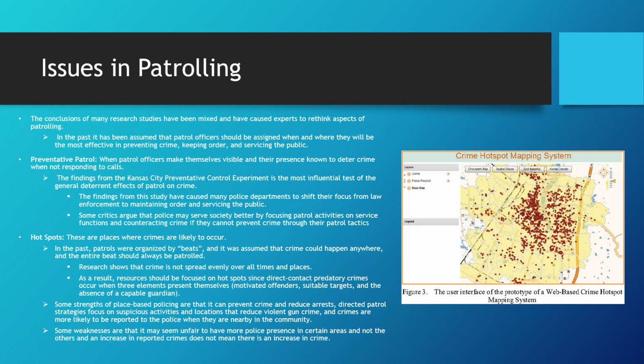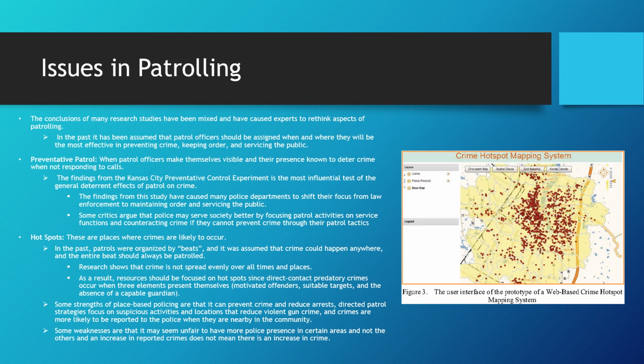Preventive patrol is when patrol officers make themselves visible and their presence known to deter crime when responding to calls. The findings from the Kansas City Preventive Control Experiment is the most influential test of the general deterrent effects of patrol on crime. The findings from this study have caused many police departments to shift their focus from law enforcement to maintaining order and servicing the public. Some critics argue that police may serve society better by focusing patrol activities on service functions and counteracting crime if they cannot prevent crime through their patrol tactics.